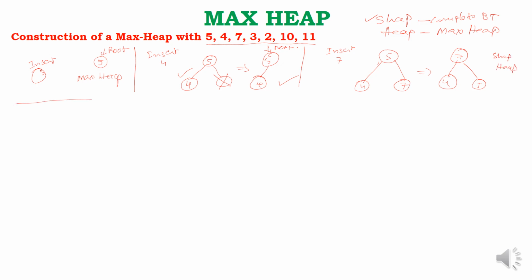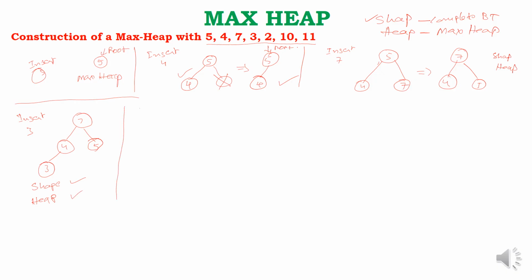Now try to insert one more value, 3. Insert 3. Already we have three values, 7, 4, 5. Now we are going to insert 3 as left of 4. There is the possibility of adding a value only at the end of the heap, meaning left of 4. Now it is a complete binary tree. It satisfies shape. What about heap? Heap should be max heap. 7 is greater than its children. 4 is greater than its children. Yes, heap is also satisfied.